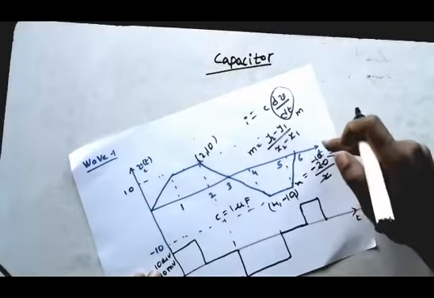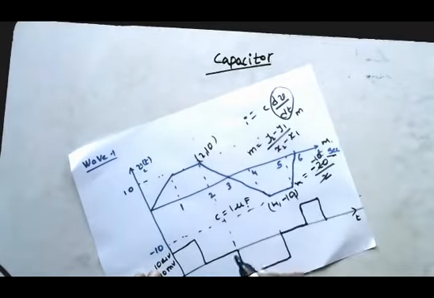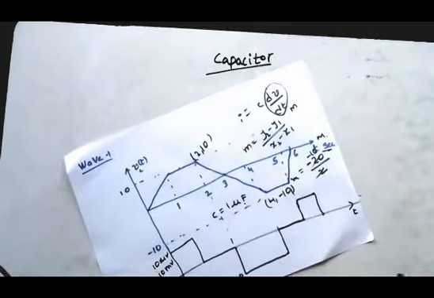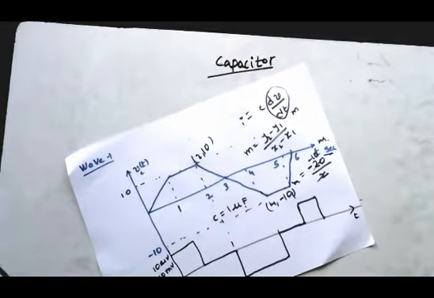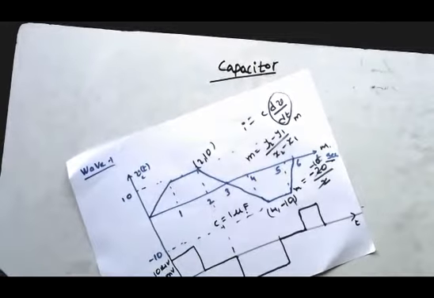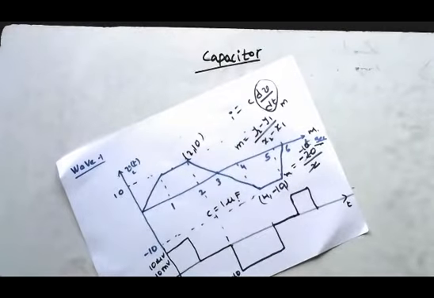Take attention here, as some mistakes can take place. This is about capacitors. Next we will do some problem session on the R, L and C networks.